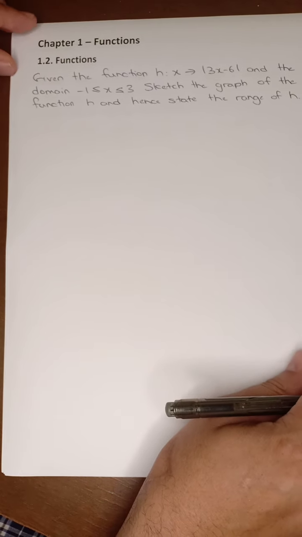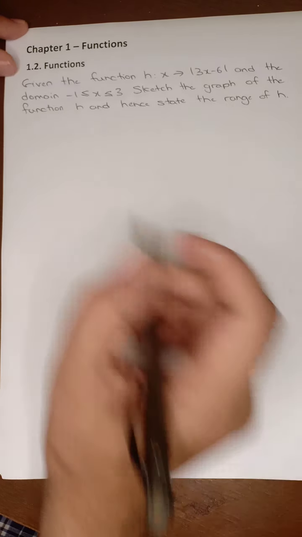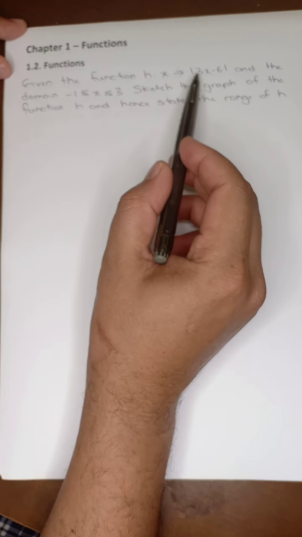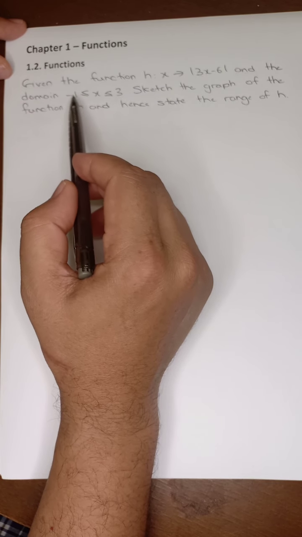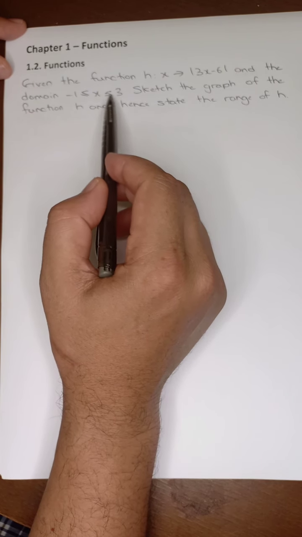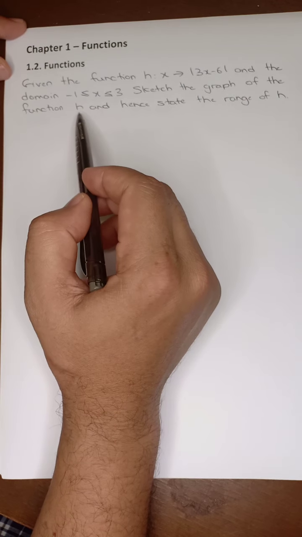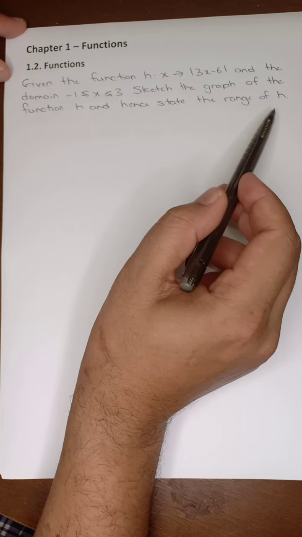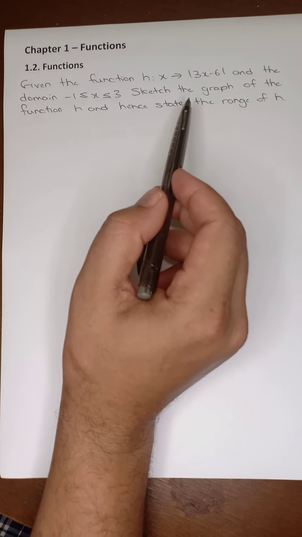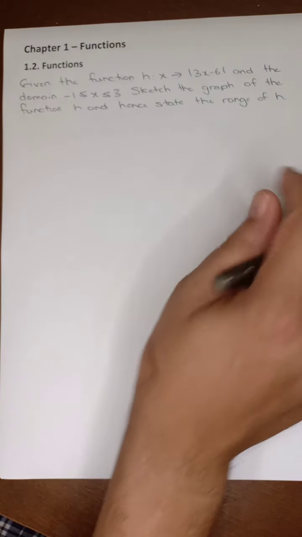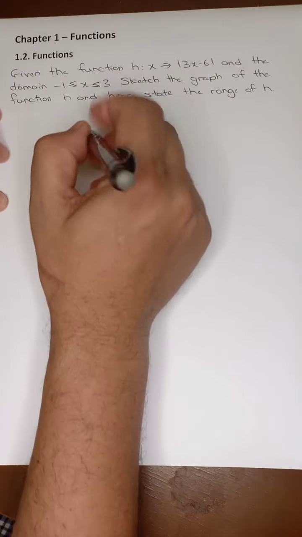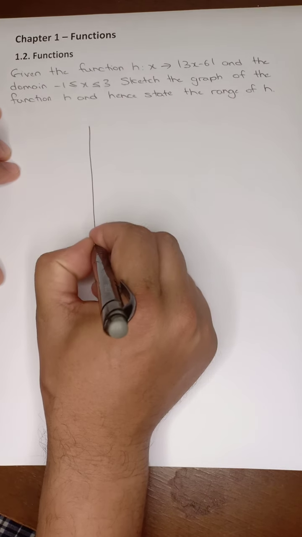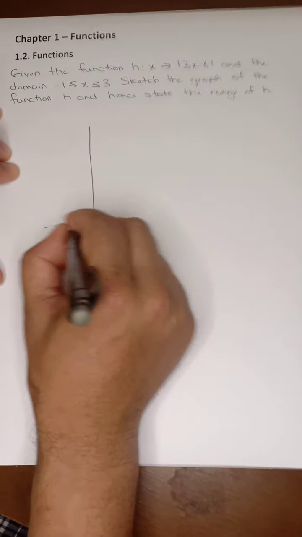Hope you can see the question. Given the function h(x) = modulus 3x minus 6 and the domain x more than or equals to -1, less than or equals to 3, sketch the graph of the function h and hence state the range of h. Okay, so this question is directly asking us to sketch a graph. So our x is between -1 to 3. So I can just sketch a graph.